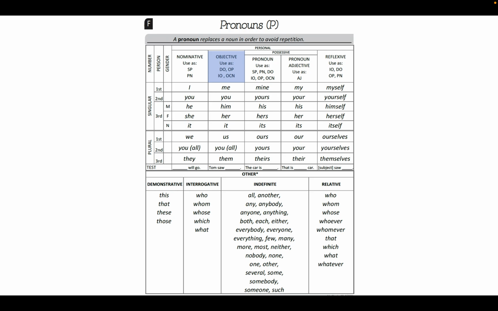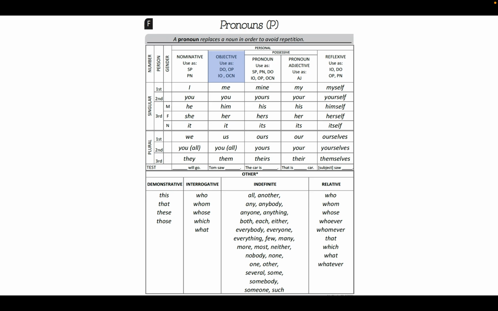So then we look at the objective. So these are used as direct objects, indirect objects, and objects of the preposition. So what are the objective pronouns? That's right. They are me, you, him, her, it, us, you, them. All right, so the way that they have the test at the bottom, they say Tom saw blank. And so that could be Tom saw me, Tom saw him, but it wouldn't make sense if it was Tom saw mine or Tom saw I.